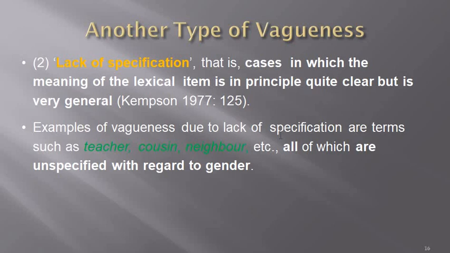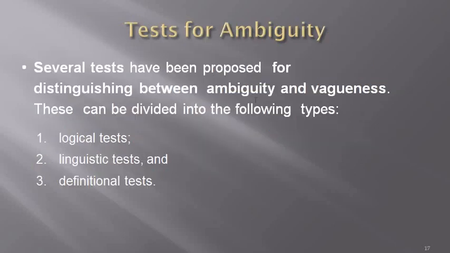So these are basically the vagueness and the types of vagueness, and these are the tests which have been proposed for distinguishing between vagueness and ambiguity, and these are the three tests.